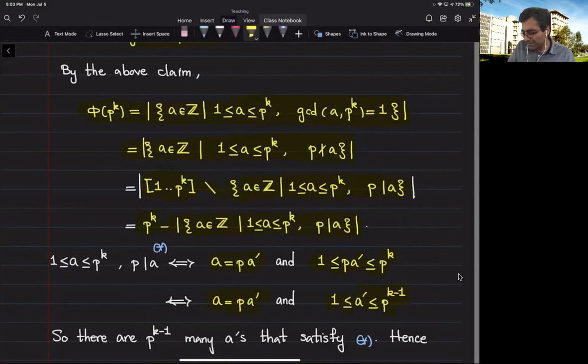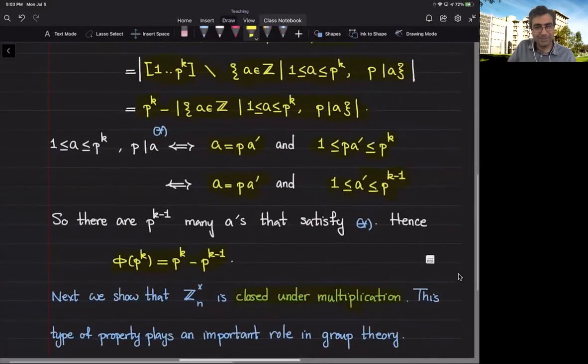So this means the number of bad integers that we want to throw out is precisely p to the power k minus 1. So altogether we get the Euler phi function of p to the k is p to the power k minus p to the power k minus 1.